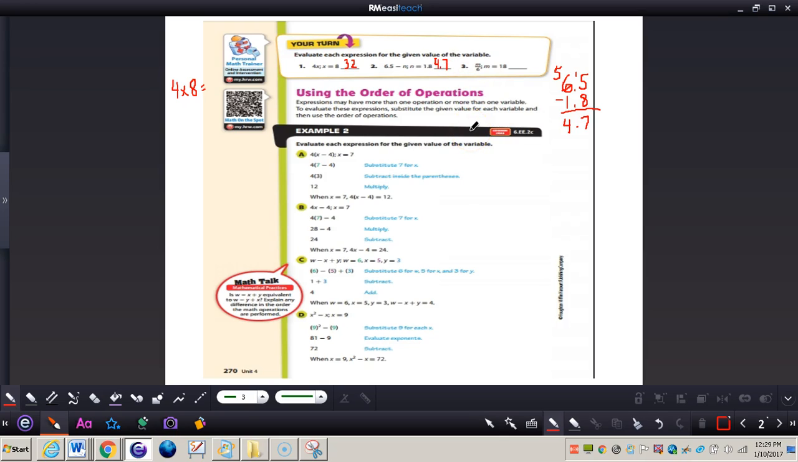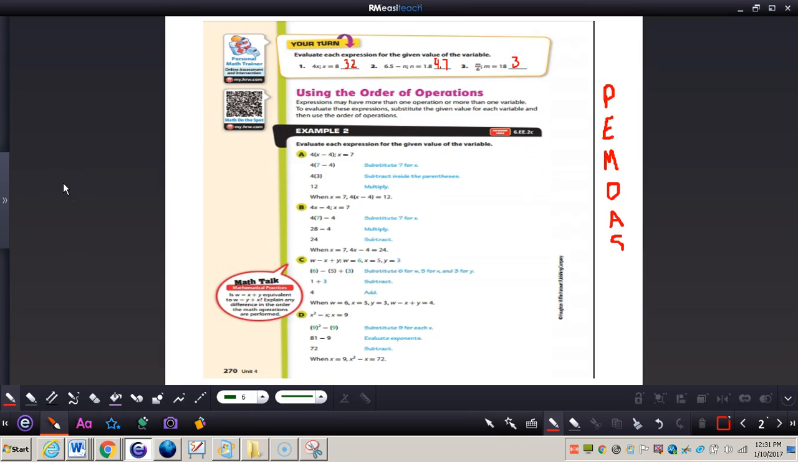Now let's take a look at number 3. We have m divided by 6, and then m equals 18. So we can replace that m with 18. So let's do that. Now we have 18 divided by 6. And that will give us 3 for the answer. So you can write 3 for number 3.